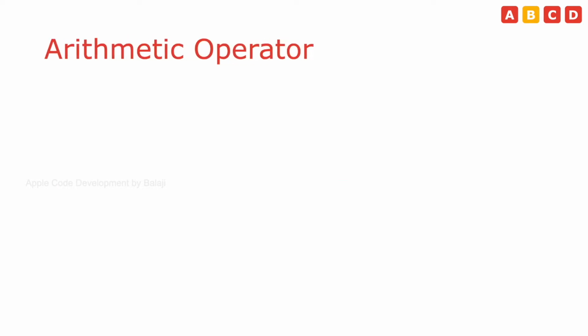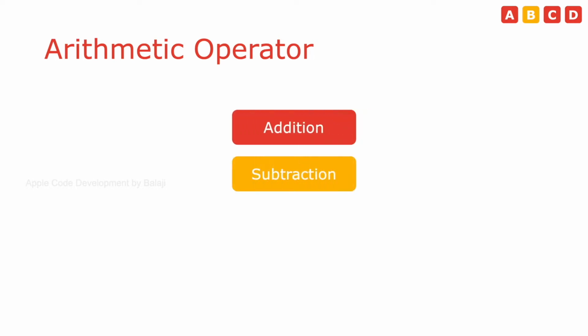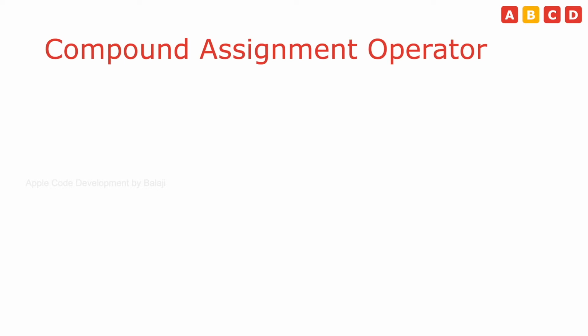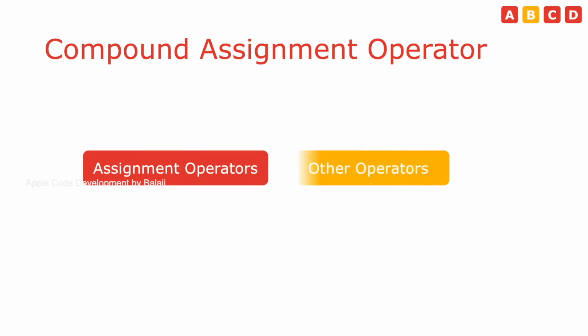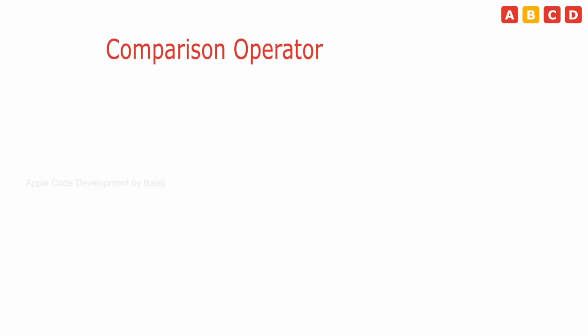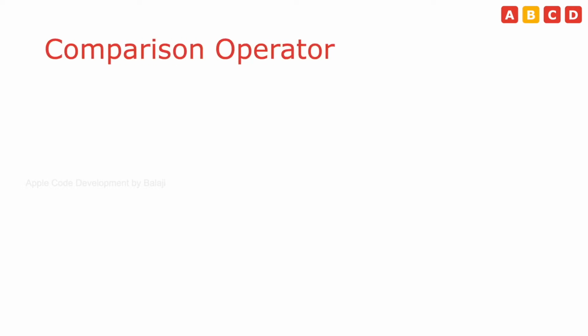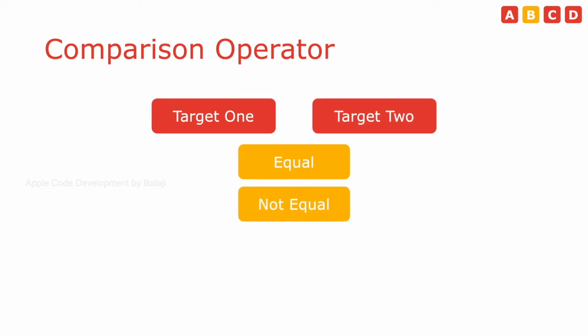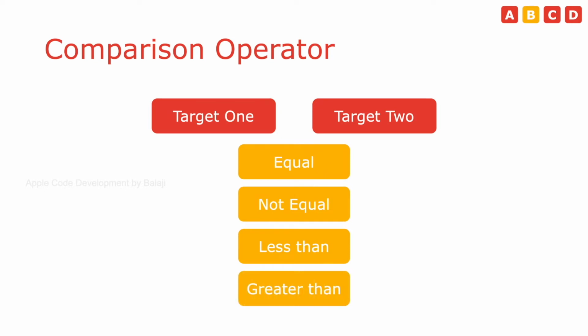The third topic is arithmetic operator. Here we will cover basic arithmetic operations like addition, subtraction, multiplication and division. The fourth topic is compound assignment operator. It is a combination of assignment operators with other operators. The fifth topic is comparison operator. Here we will cover the basic comparisons between the targets like equal, not equal, less than, greater than and so on.